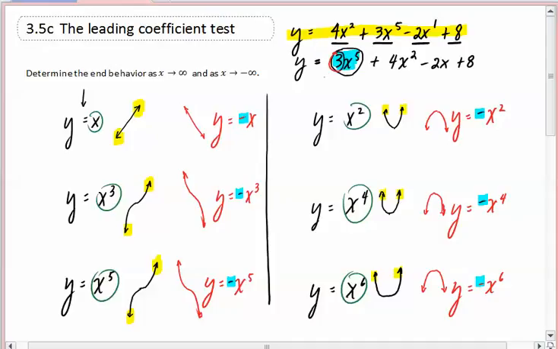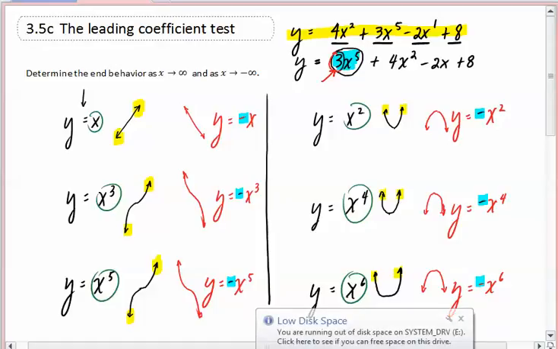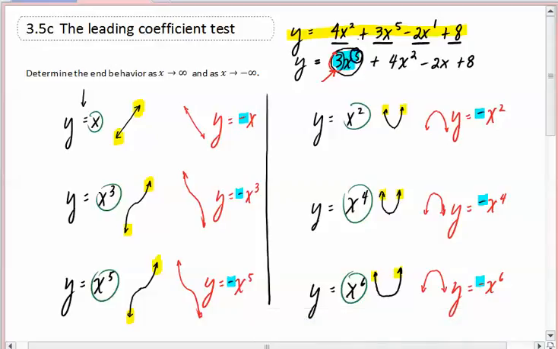The reason that I'm looking at the coefficient is I'm looking at it not to see the number, but to see if it's negative or positive. If it's negative, I'm going to use the red version. If it's positive, I'm going to use the black version. And what do I mean by version? The version for the graph of a particular power.